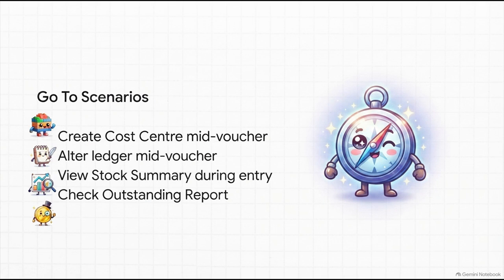Imagine Mr. Bhushan is entering a traveling expense voucher and suddenly realizes, hey, I need a new cost center, mid-entry. He just uses Alt plus G to go create it. When he's done, his half-finished voucher is still right there waiting for him. The same logic applies for Mrs. Divya altering a ledger mid-voucher or checking a stock summary right during an entry. Go To is all about pausing without losing an ounce of progress.